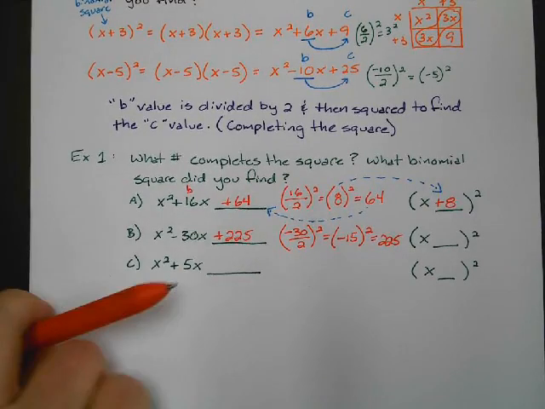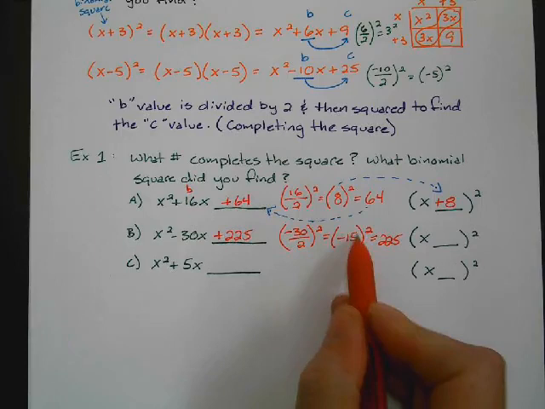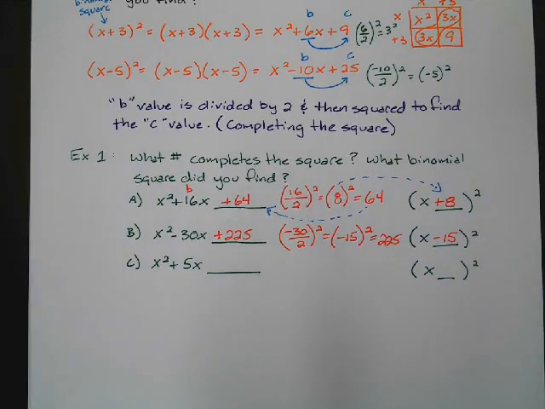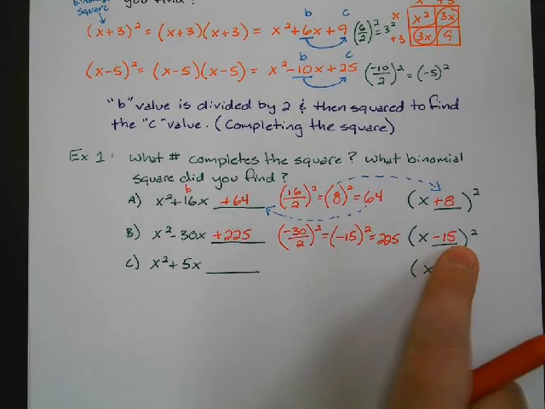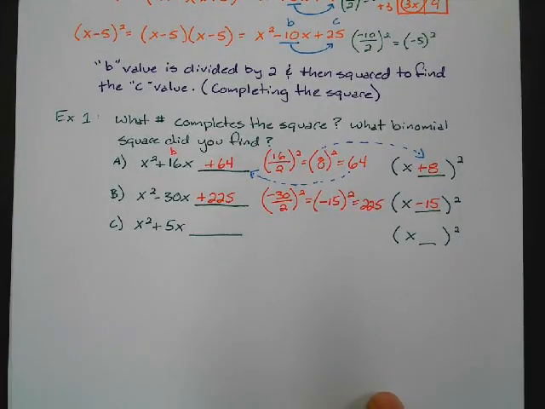And then we have to ask ourselves, what perfect square did we just make? Well, negative 15 is the number that we squared. So we made x minus 15 squared. And if you don't believe me, just multiply it back out in the Punnett square or the area model or whatever you're calling it. All right, last one.